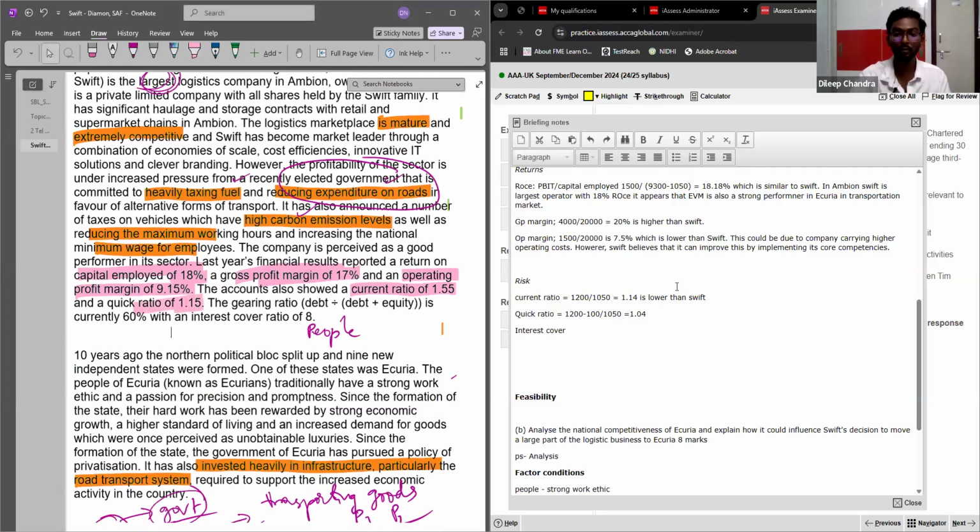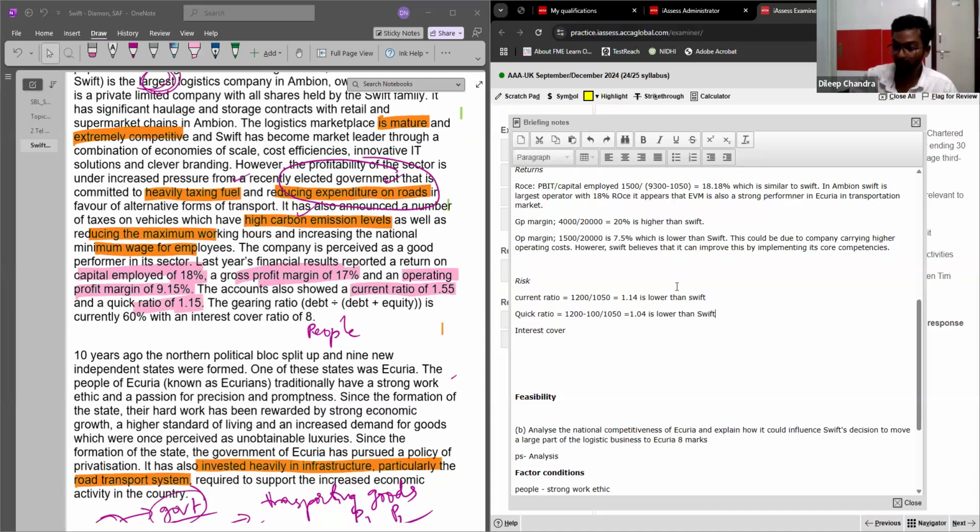Okay, again EVM's current ratio, sorry, quick ratio is lower than Swift. Okay, both are low. We need to have a bigger current ratio. We need to have bigger quick ratio.